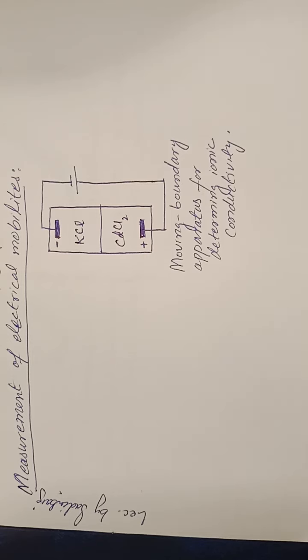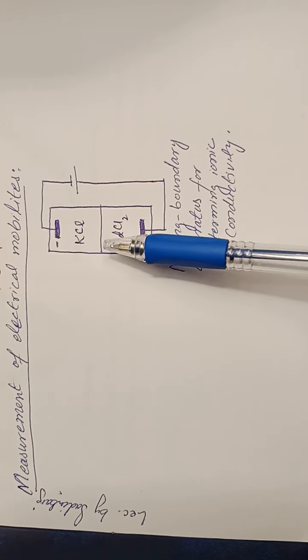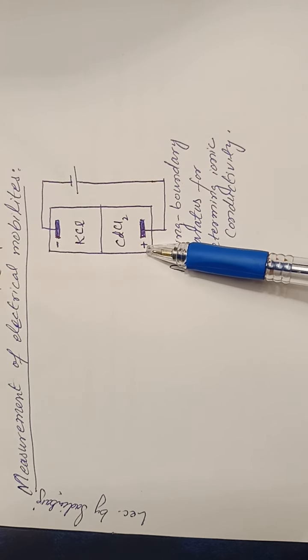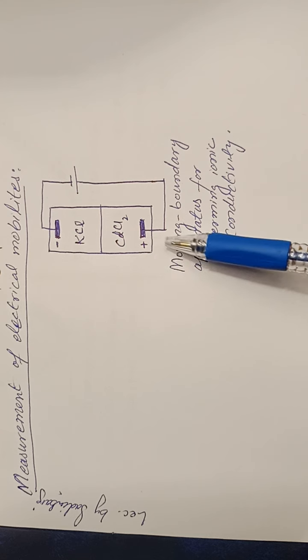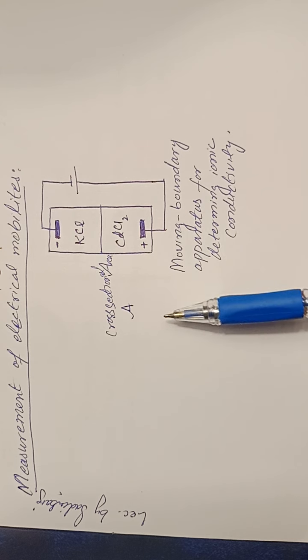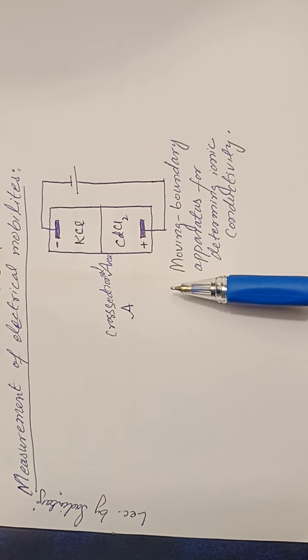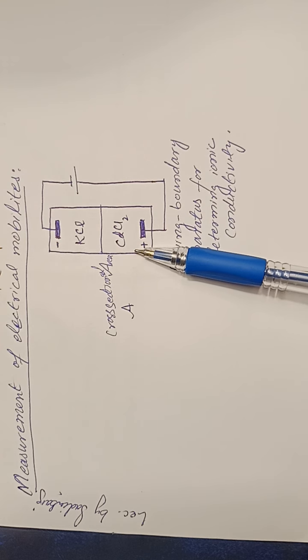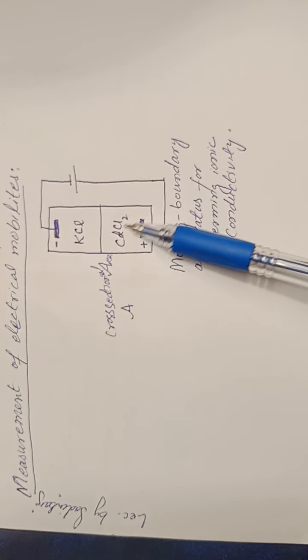Measurement of electrical mobilities, which are also known as ionic mobilities. Ionic mobilities can be measured by a moving boundary method, which is shown in this figure, which has a solution of KCl placed over a solution of cadmium chloride in an electrolysis tube of cross-sectional area A. For this method, the solutions used must have an ion in common.